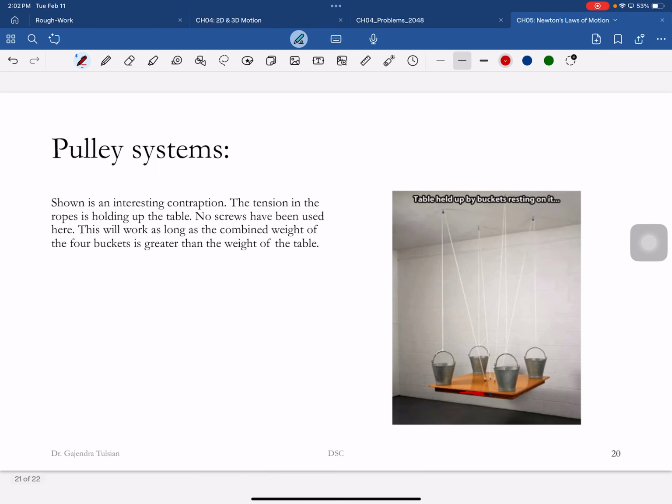So here's M1, M2, M3, M4. If you put sand in these buckets and those are heavier than this, then you don't need any nails and this thing won't fall down. In fact, you can make the weight of these greater than this bench plus your weight, and you can sit down and it won't fall down.